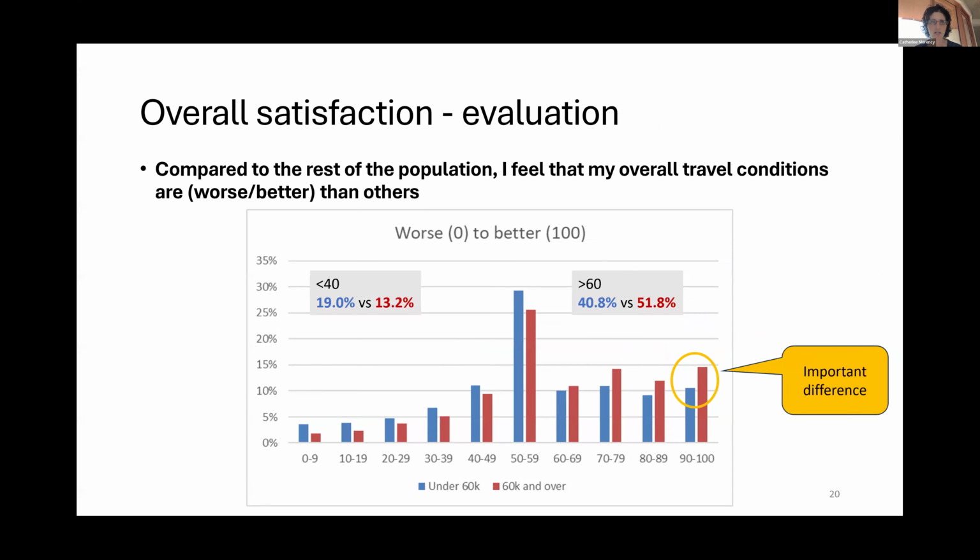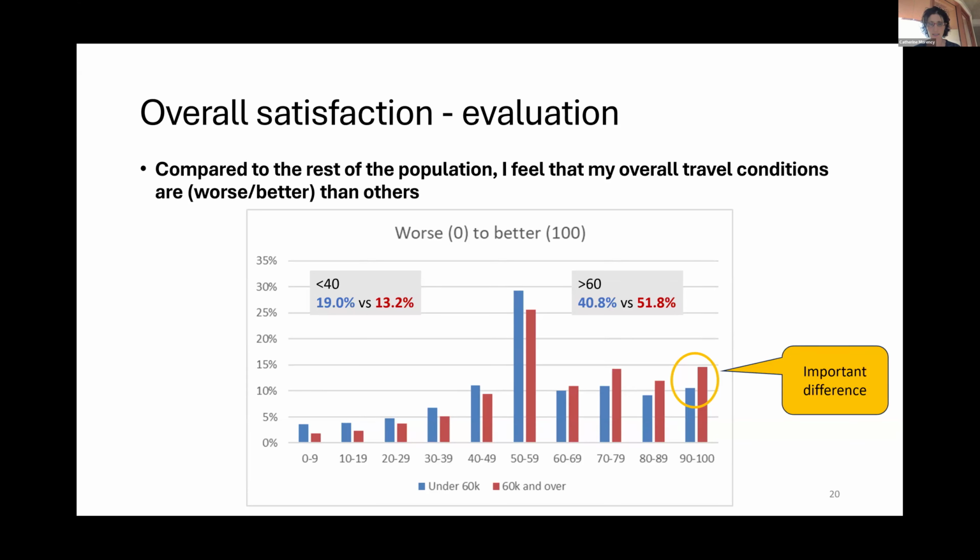And then the overall satisfaction. So you're asking people to compare themselves with the others. So it's really the perception. So I feel that my overall travel conditions are worse or better than others. And then you see some differences, but of course, this is just a glimpse, because we need to do statistical analysis and weight the data, and of course, account for all the demographic and spatial location.